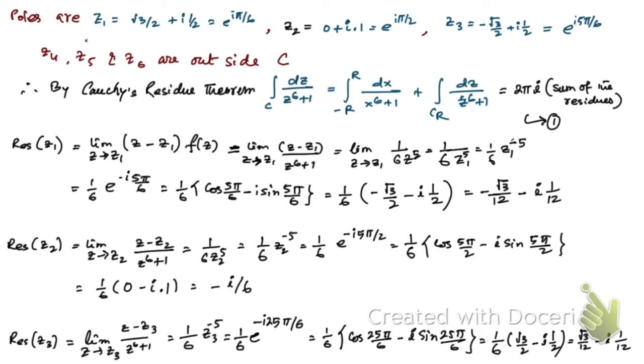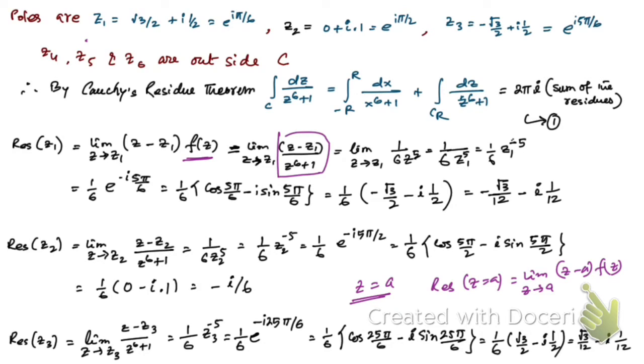So here you see these poles are of order 1, right? So poles of order 1. So in case of poles of order 1, if suppose Z is equal to A is a pole of order 1, then we need to find the residue at Z is equal to A, suppose. Then what we used to do, we used to take limit Z tends to A, then Z minus A into f of Z, right? Here f of Z is equal to 1 by Z to the power 6 plus 1, and this one into this one can be written this way, right?